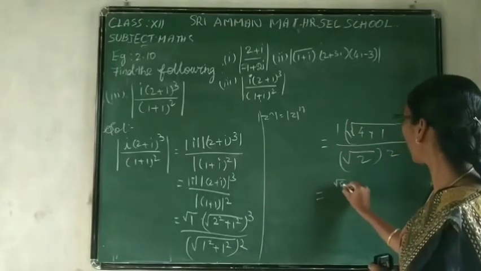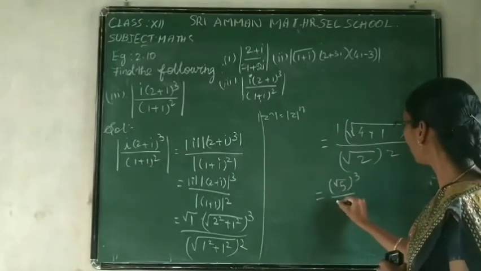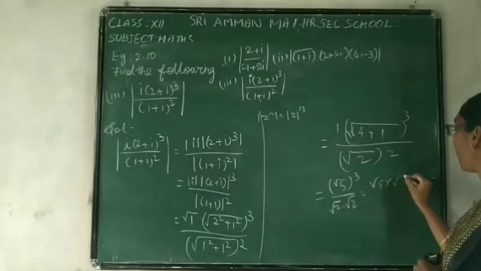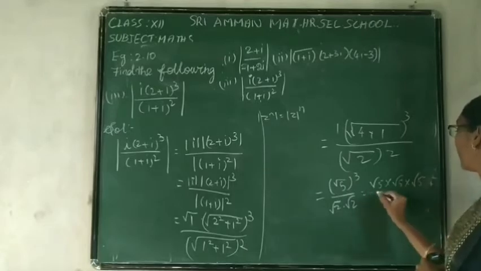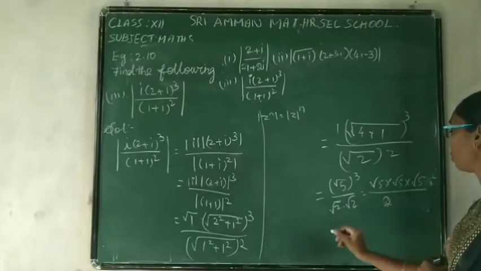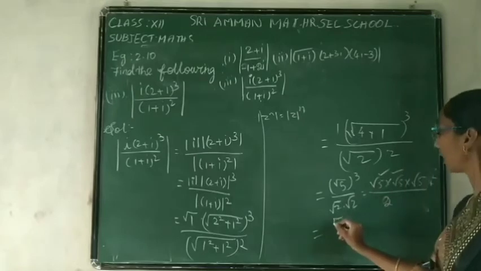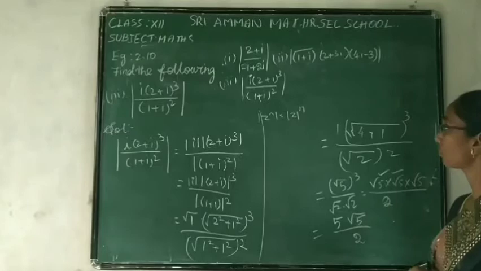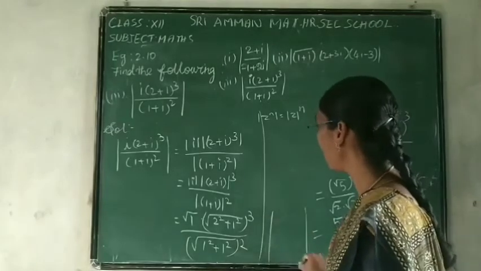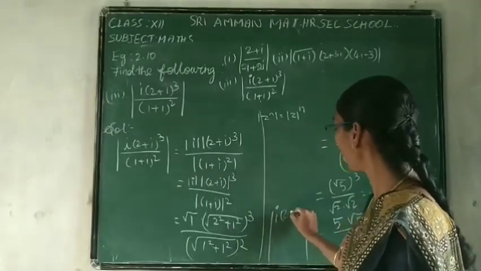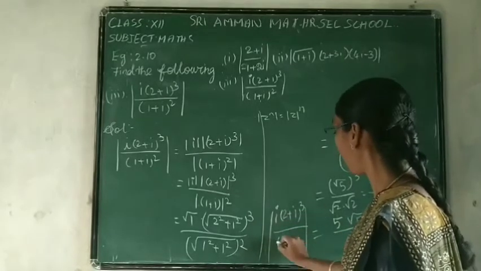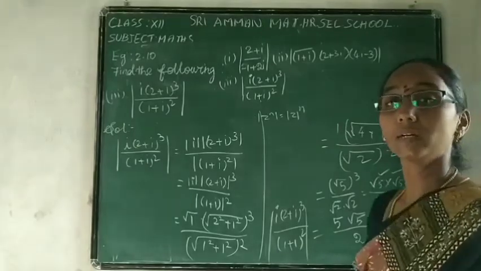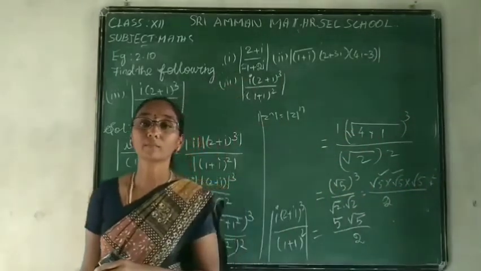So root 5 the whole cube divided by root 2 into root 2. That is root 5 into root 5 into root 5 divided by root 2 into root 2, which is 2. Root 5 into root 5 is 5, so 5 root 5 divided by 2. Therefore, the answer for this question, modulus of i into 2 plus i the whole cube divided by 1 plus i the whole square, equals 5 root 5 divided by 2. Okay? Do you understand?